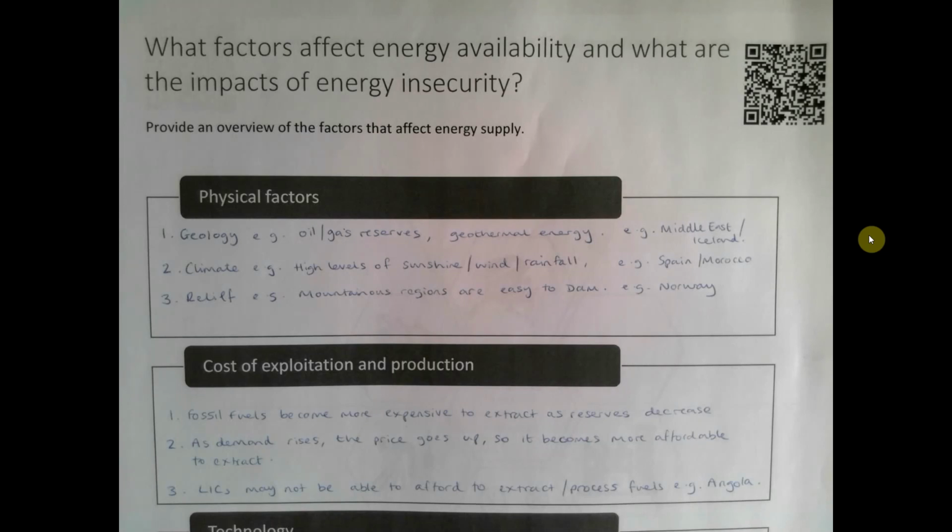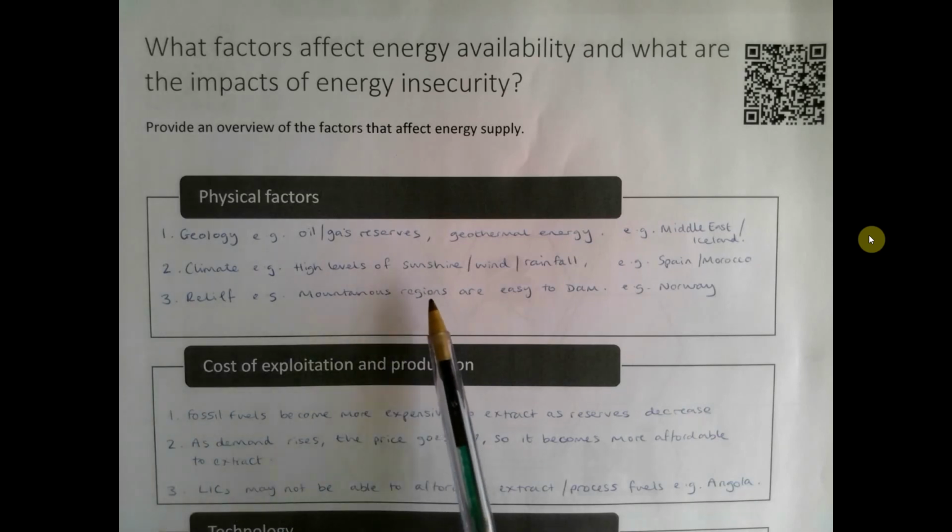The third physical factor is the relief, and by this we're talking about the shape of the land and how steep or flat it is. If we want to build a hydroelectric dam to generate electricity, then one of the things we need to do is to be able to block off the valley quite easily. So mountainous regions are quite suited to that. In the UK we could think about places like North Wales and Scotland, but further afield, countries like Norway with very steep mountainous relief with high levels of rainfall, that's ideally suited to generating hydroelectric power.